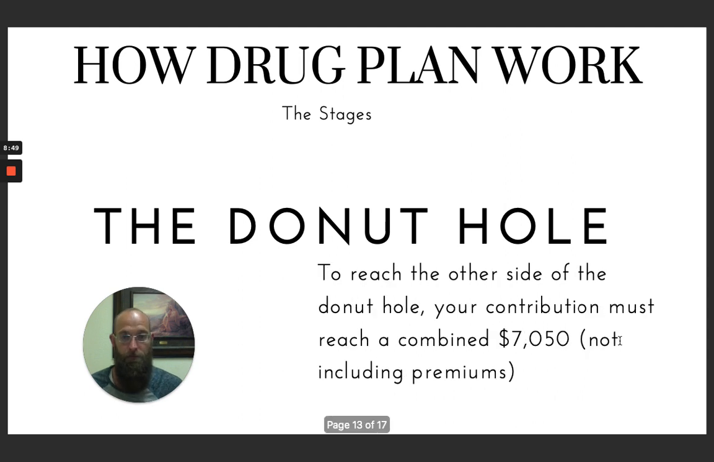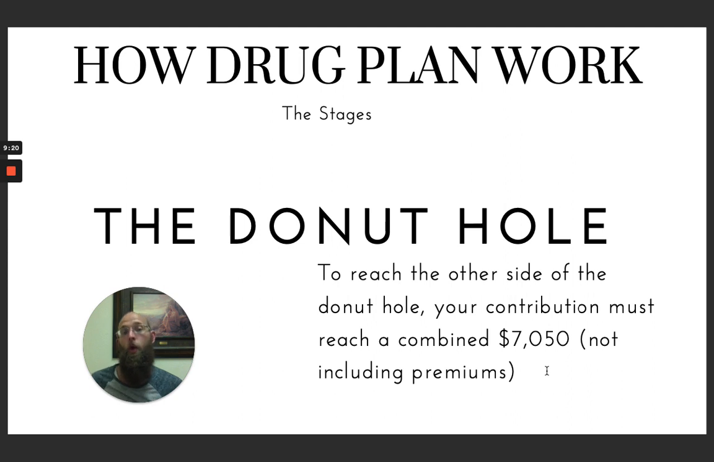Okay. Now, once you reach the other side of the donut hole, you have to have put in $7,050. That does not include your premiums. So if your monthly premium for your prescription plan was, say, $10 a month, then that $10 does not count towards that $7,050. If you're taking a generic medication, it's only your 25% counting towards it. If you're taking a name brand, it's your 25% plus the manufacturer's 75%. That's all going to count towards it.